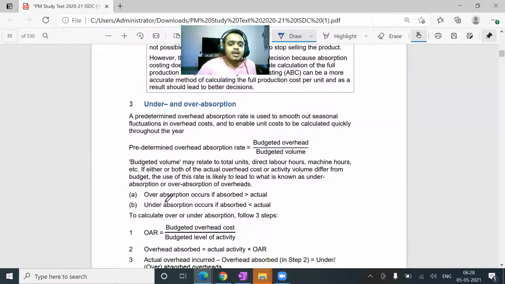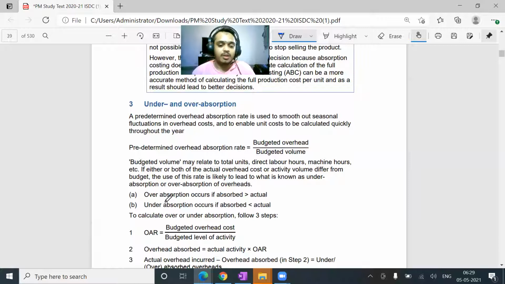All right. Then comes under and over absorption. Now, this overhead under and over absorption will happen once there is a predetermined overhead rate calculated before. When there's a predetermined overhead rate calculated before for absorbing the overheads, there are chances that the actual overheads may sometimes be more than the predetermined rate, and sometimes less. In short, what is happening is under or over absorbed overheads. Then there will be a treatment to be done for that excess or that deficit.